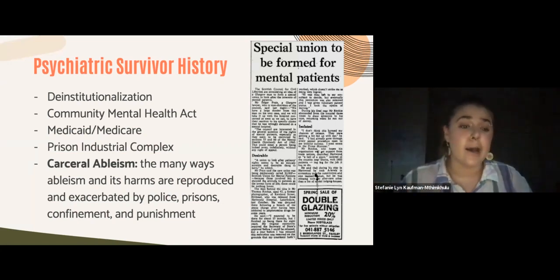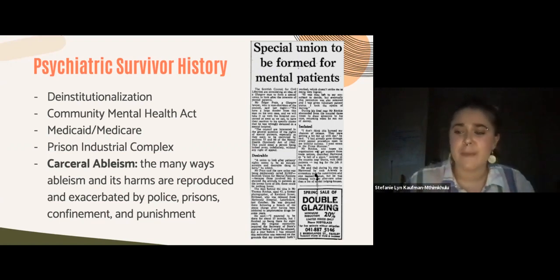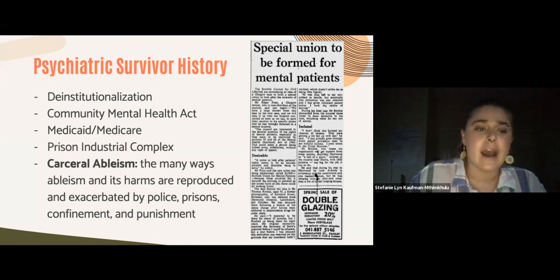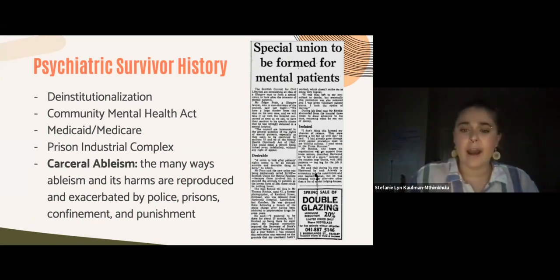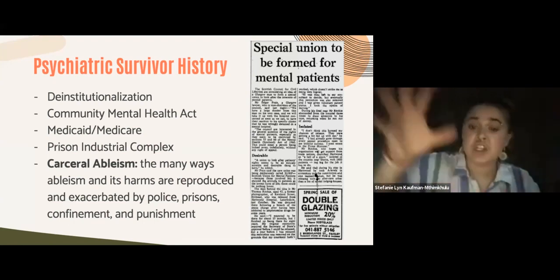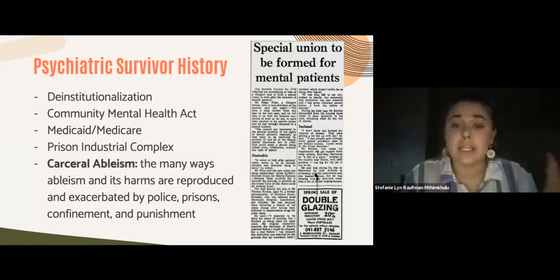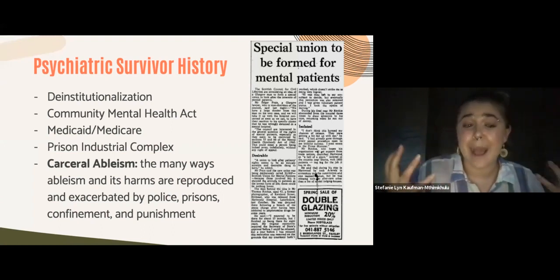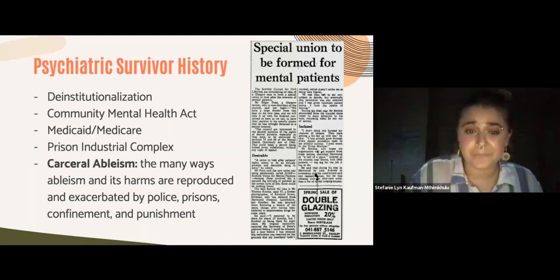So some of those formations were the Mad Pride movement, the Mental Patients Liberation movement, and really thinking about some of the critical work that was done to keep folks from leaving psychiatric institutions and then shuffling into prisons, shuffling into homeless shelters, which is a lot of what ended up happening in community.